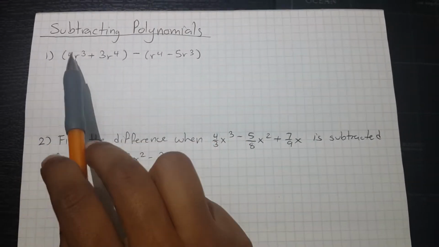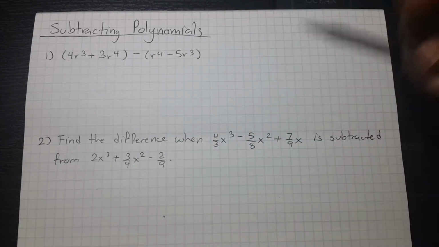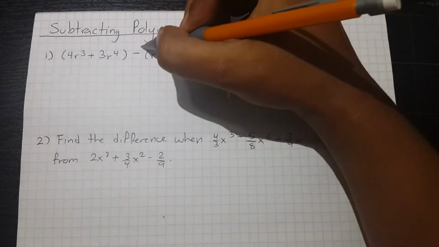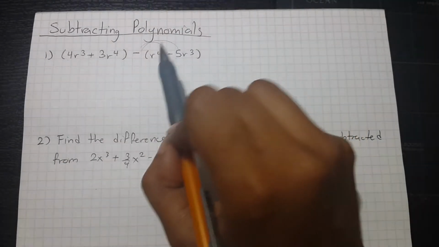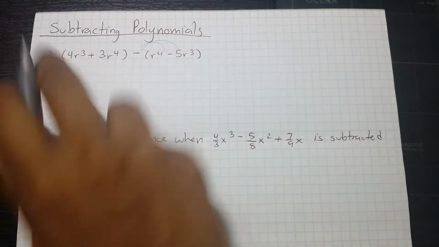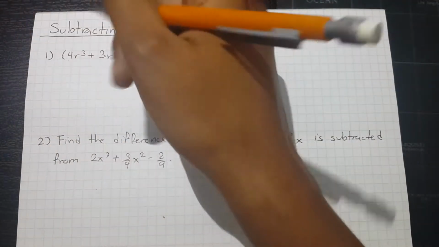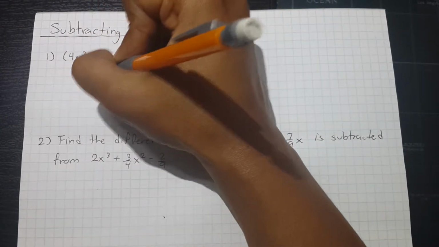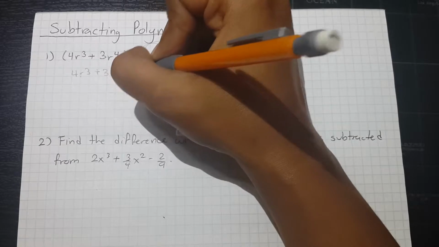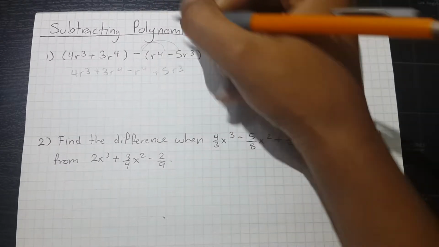So let's start off with the first one: 4r cubed plus 3r to the fourth minus r to the fourth minus 5r cubed. You want to distribute this negative sign to get rid of the parentheses, and this will cause a sign change for these two terms. Now there's a positive one here, so the sign of these two terms in the front won't change. So we're going to get 4r cubed plus 3r to the fourth minus r to the fourth plus 5r cubed.